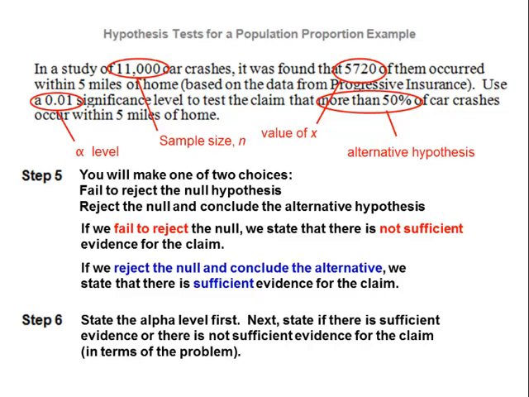Step number 6, we want to state the alpha level first. Then we state if there is sufficient evidence or there is not sufficient evidence for the claim. And the claim needs to be in terms of the problem.